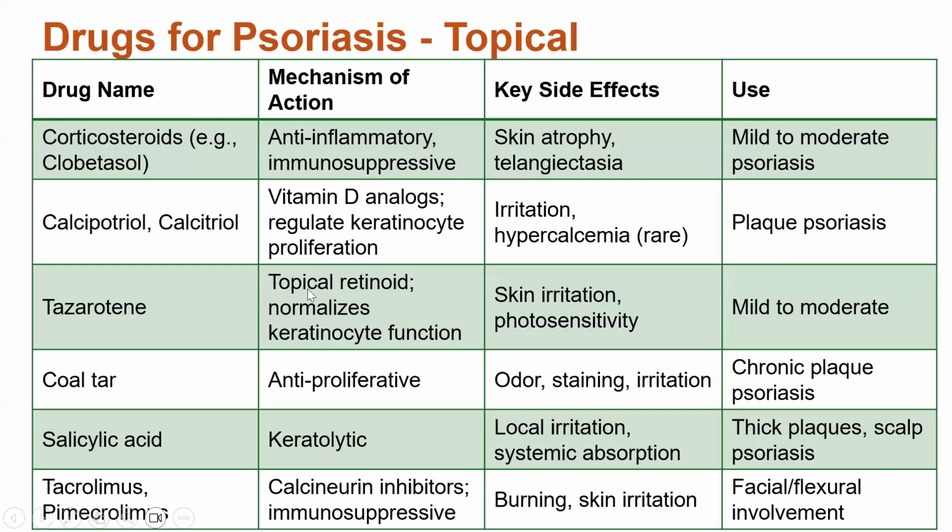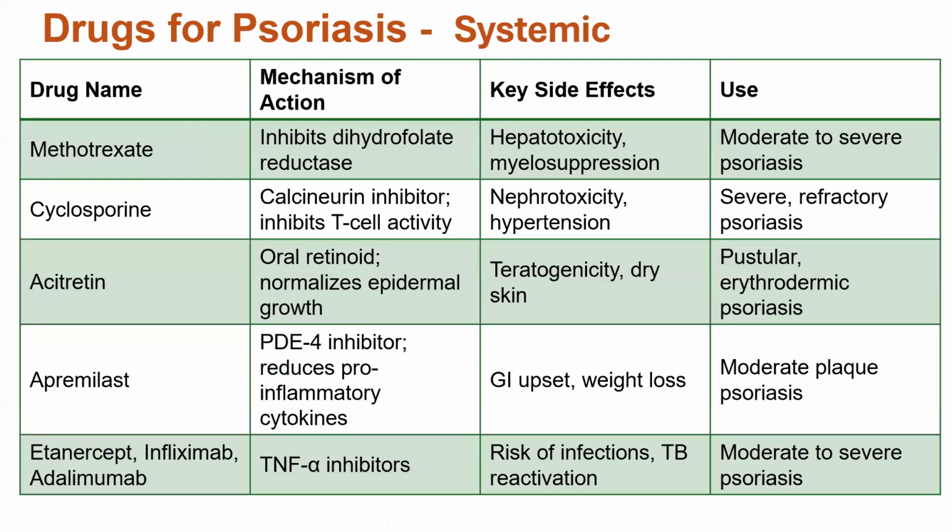Psoriasis: topical agents and systemic agents are there. Topically we can use steroids, calcipotriol, tazarotene, coal tar, tacrolimus and salicylic acid. See the mechanisms: most of the drugs are immunosuppressive or keratolytic, and they mainly regulate keratinocyte proliferation. We can use them in all types of psoriasis. Systemic drugs are the immunosuppressants, mainly methotrexate, cyclosporin, and TNF alpha inhibitors.